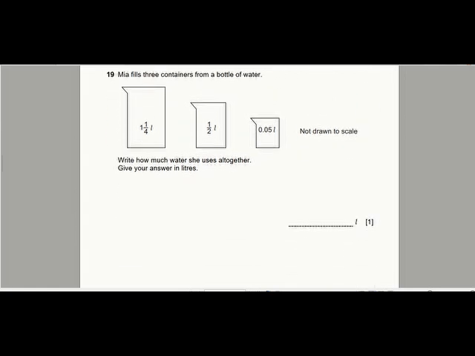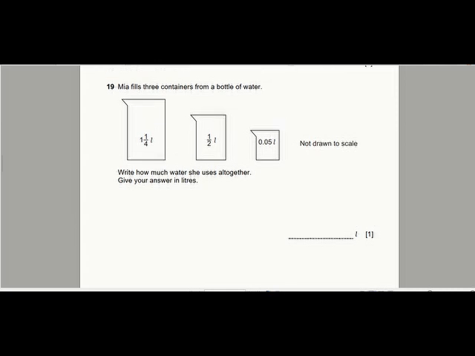Now, exercise 19, Mia. Mia fills 3 containers from a bottle of water. Everything is given in liters because we are talking about liquid, because we are talking about water, but it is given in mixed number, fraction, and decimal numbers. So we want to express everything in the same scale, right? Write how much water she uses altogether. So once again, give your answer in liters.